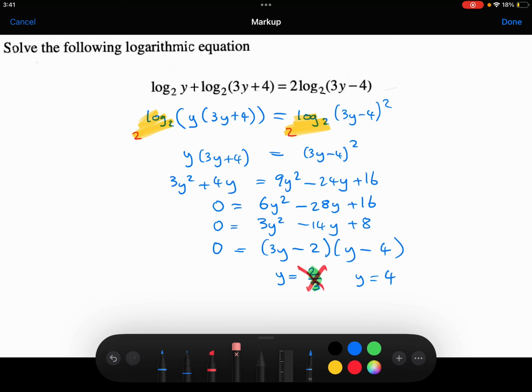Let's just double check the 4 now as well. So if I substitute 4 in there, that's fine. 3 times 4 plus 4, that's going to be 16, so that's positive. 3 times 4 minus 4 is 8, so that's positive as well. So yes, y equals 4 is a valid solution to that logarithmic equation.